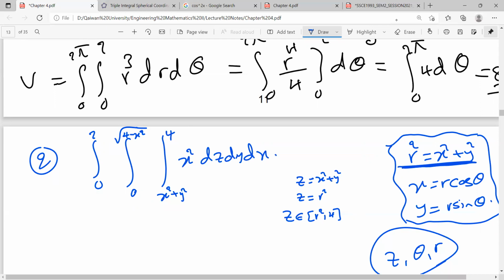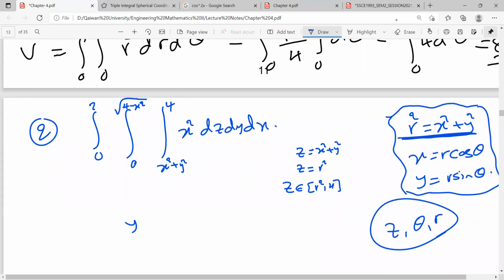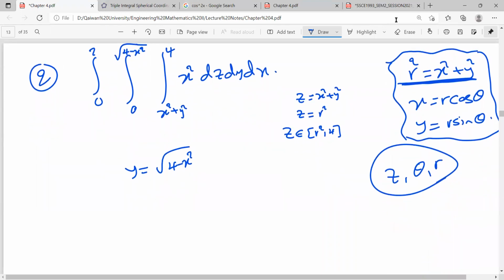And in the second one, we draw the graph of y. We say y equals square root of 4 minus x squared. And the graph of this function is between x and y. Here, it's from 2 to minus 2. This is a semicircle. This is the upper part of the circle. Here we can find both r and theta.